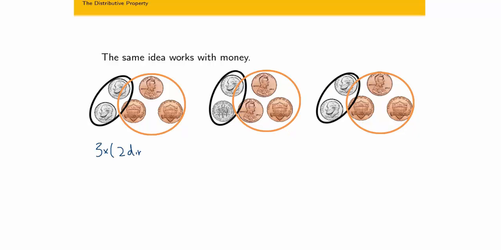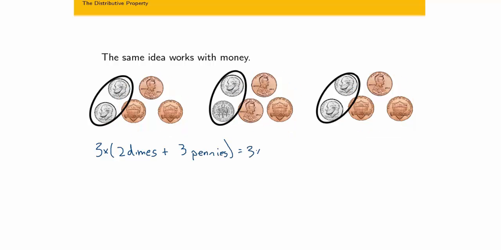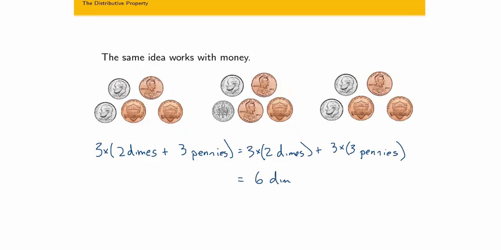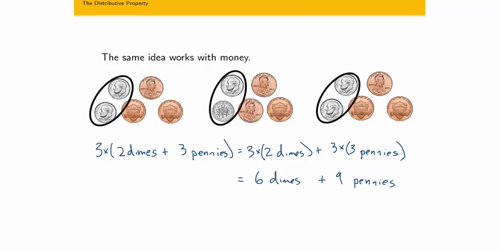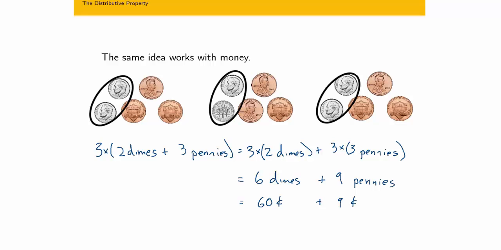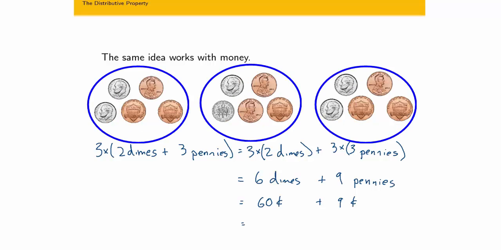3 times 2 dimes plus 3 pennies is the same as 3 times 2 dimes plus 3 times 3 pennies, which is 6 dimes and 9 pennies. How much money is that? Dimes are worth 10 cents each, so 6 dimes is worth 60 cents. Pennies are worth 1 cent each, so 9 pennies is worth 9 cents. 60 cents plus 9 cents is 69 cents.